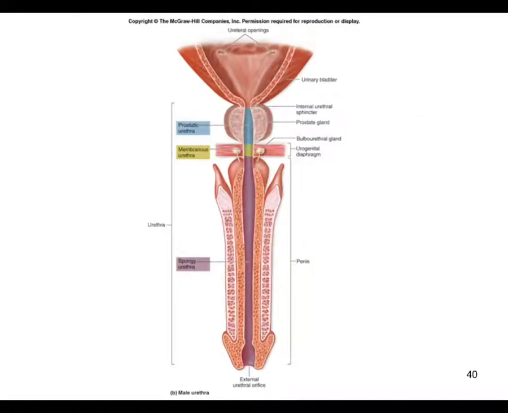So the three parts, again, there's the trigone. 1, 2, 3 parts. There's our little triangle. In here, what would be in that muscle in that area?